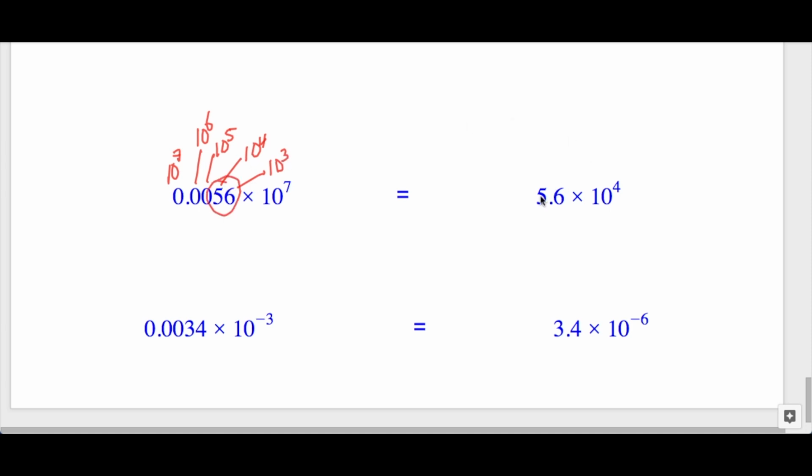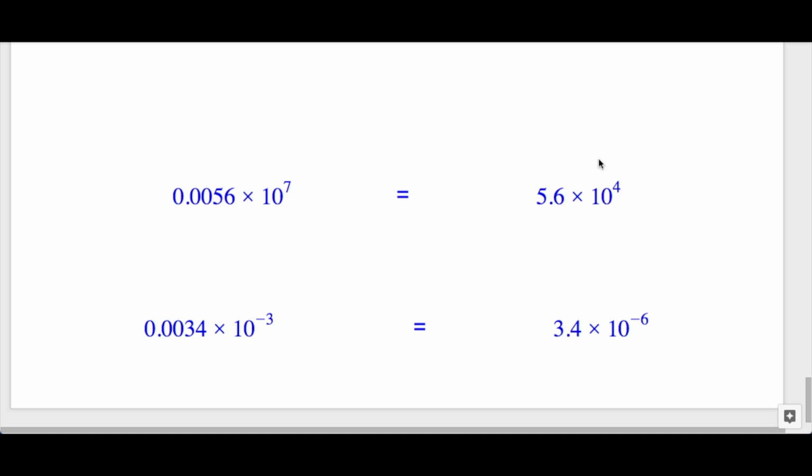So focusing on these two, that 5 is in the 10 to the 4 column, and that's what happens to that power up there. So 0.0056 times 10 to the 7 becomes 5.6 times 10 to the 4. One more time, just to make sure that we're clear. We start off here, 10 to the 7. So we know that this is 10 to the 7. That makes this 10 to the 6, 5, 4. So that 5 becomes 10 to the 4, and that's how we fix our power.